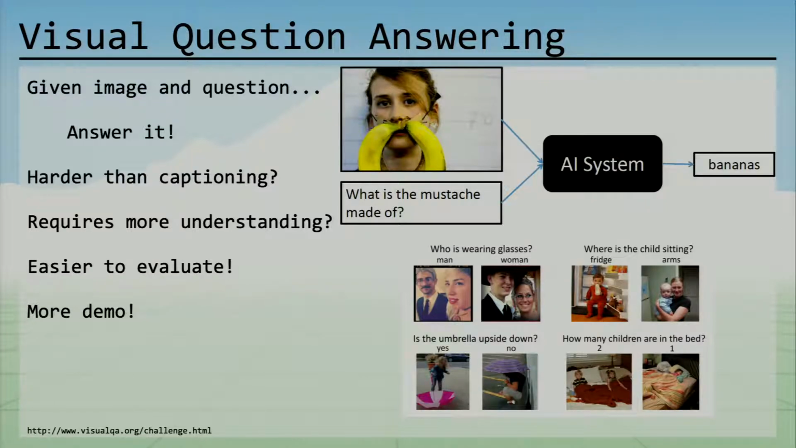So the next attempt at doing something like this was this idea of visual question answering. And the idea here is, given some image and also some question about that image, can you answer that question?